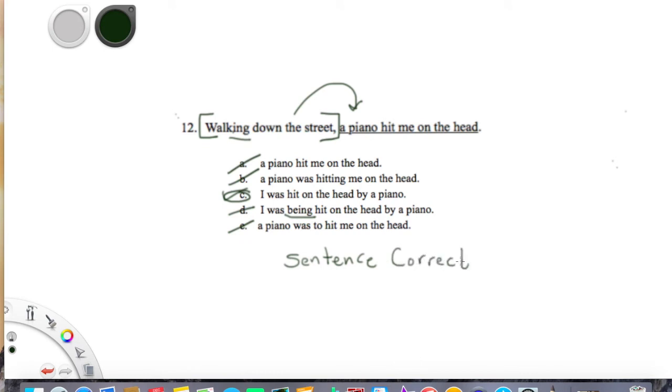So now you know the deal with misplaced modifiers, and go out there and get a great score.